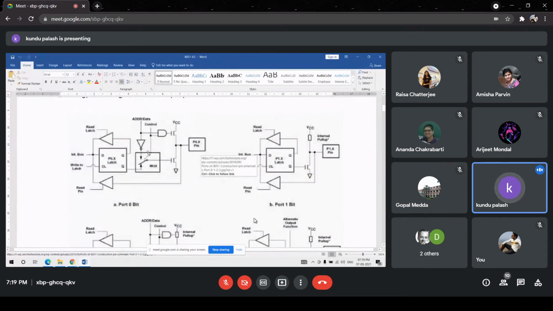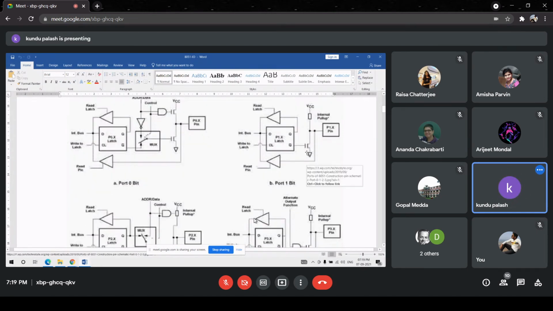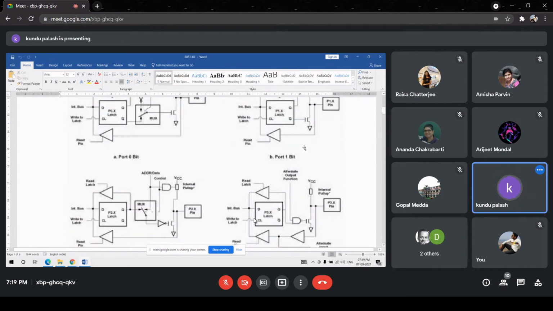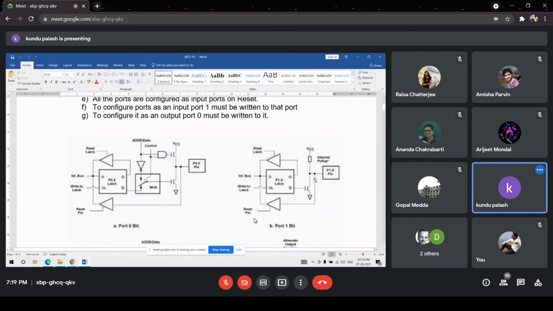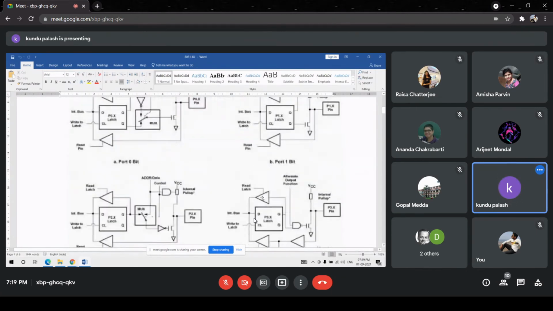For example, the port 0 means P0 port. Each line, the architecture of each line looks like this. So this is outside, this is inside. Similarly, this is the architecture of the port 1, that is P1 port. This is the architecture of the P2 port and this is the architecture of the P3 port. All architectures are different. That means to some extent, all the ports have different characteristics.